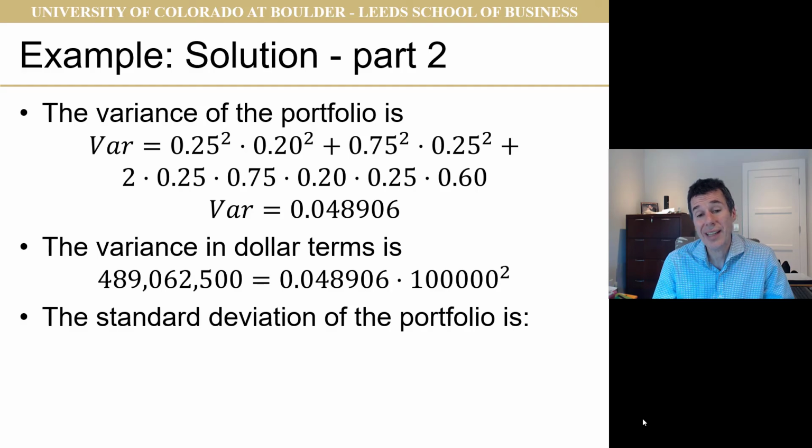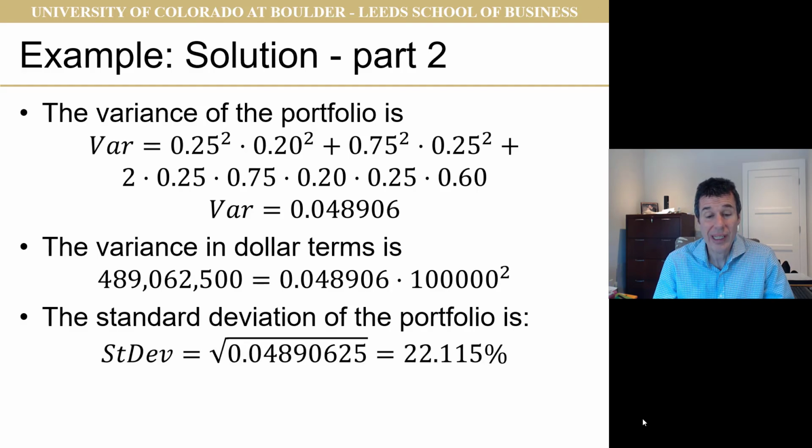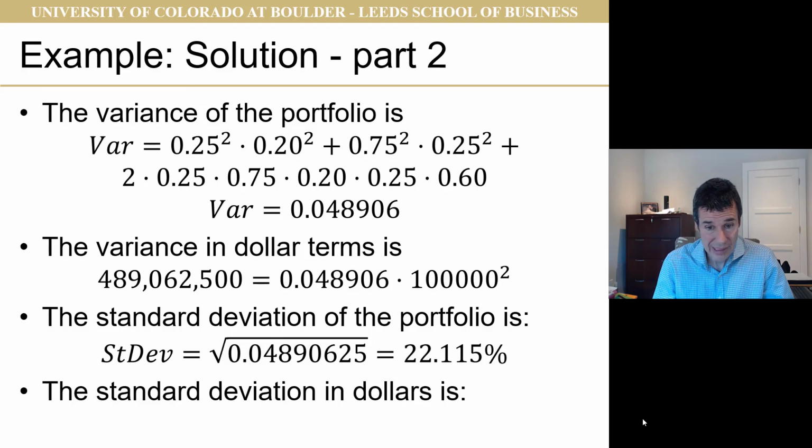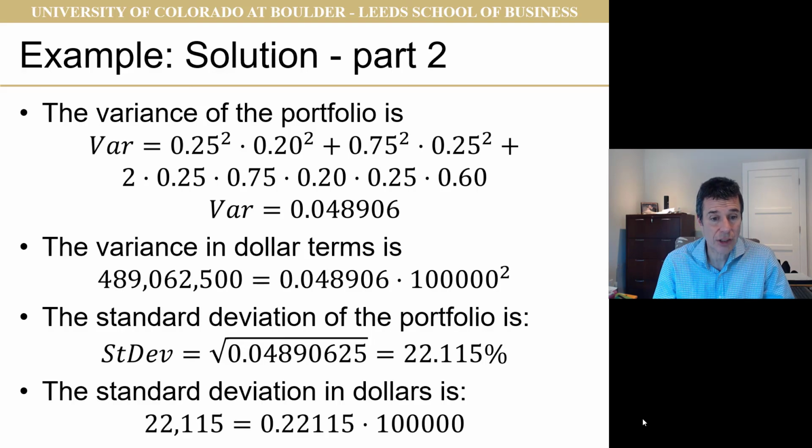We can convert to standard deviation by taking the square root, and we get the standard deviation of the portfolio is 22.115%. So this is a measure of how much we can be off on a return. And if the expected return is 9.5% with a standard deviation of 22.11, we can be wrong by quite a lot. And if we take the standard deviation in dollar terms, that is $22,115. The 0.22115 times 100,000.